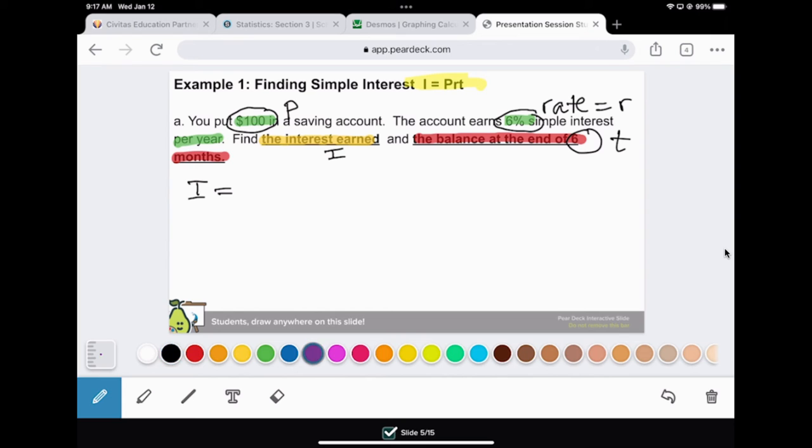So we're going to plug it in. I saw some of you put it in, but we're not going to use the percent. We don't use the percent in the equation. We're going to convert percent to decimal. So 6% is equivalent to 0.06. That's the one I'm going to use. So here I have I equals P times R times T. P is 100, R is 0.06, T is 6 months. So I plug it in.